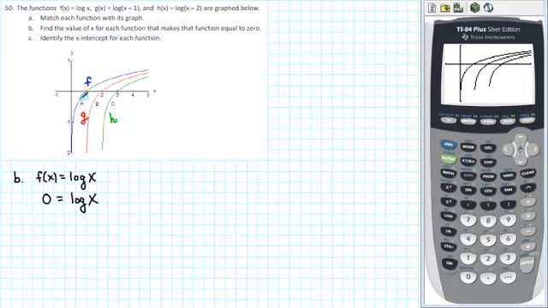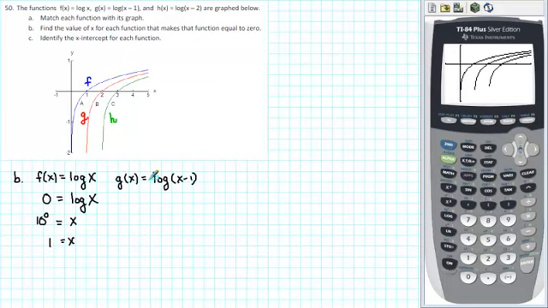And we can look at the graph also and see that the graph of f, or graph A, crosses the x-axis at (1, 0). That tells us that 1 is the value of x that makes that function equal to 0. So x is equal to 10 to the 0, which is the number 1.